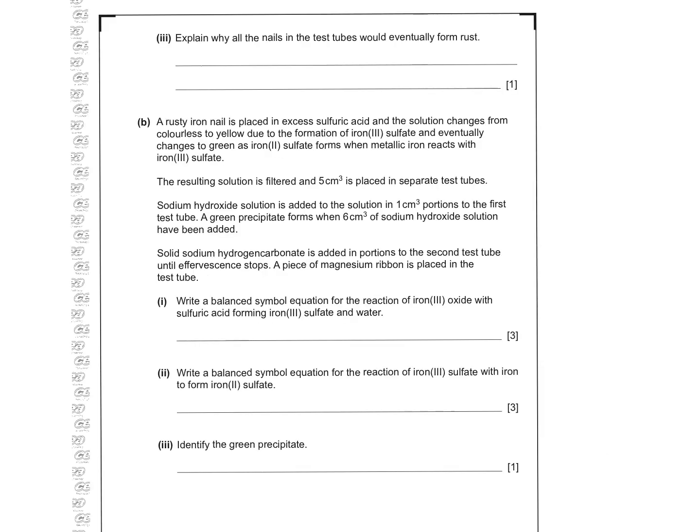Part 3, explain why all the nails in the test tubes would eventually form rust. Well, even the ones wrapped in magnesium or zinc will rust because the metals magnesium and zinc would eventually get used up.